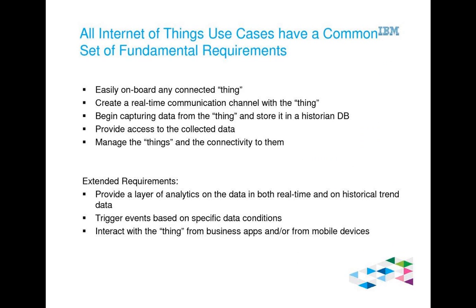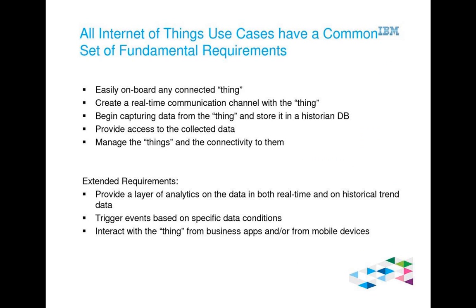Run some analytics, as I was talking to you about the pipeline scenario leakage. Run some analytics to find out whether there is a leakage or not. Then, once you have determined that, or if there is an event, what do you do then? You trigger something which initiates some action. You should also be able to interact with the thing from the business app or from the mobile app.